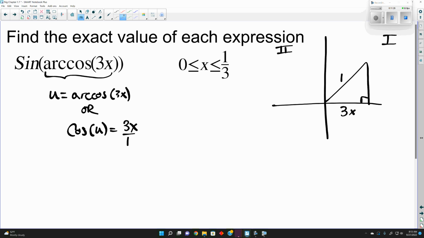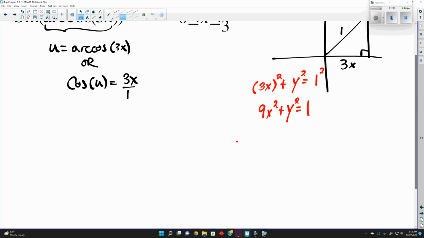Now, we need to find the other side, which is just using the Pythagorean theorem: 3x squared plus, we can call it y squared, is equal to 1 squared. Well, 3x squared is 9x squared, plus y squared is equal to 1. Now, you don't have to call it y squared. I just called it y because we're looking at the y-axis. You could have called it b, since it's one of the sides of the triangle. You can call it whatever you want. But we're wanting to get it by itself.